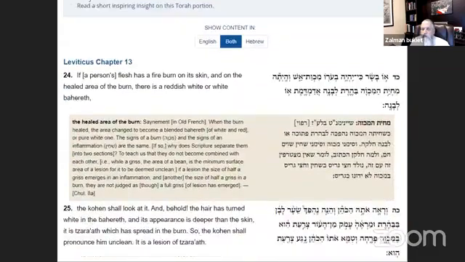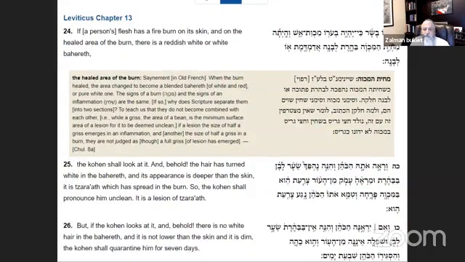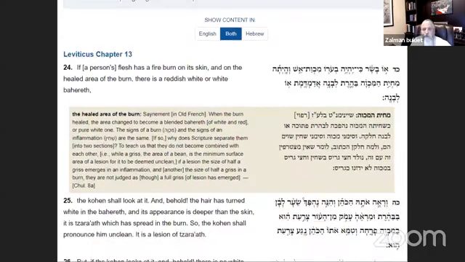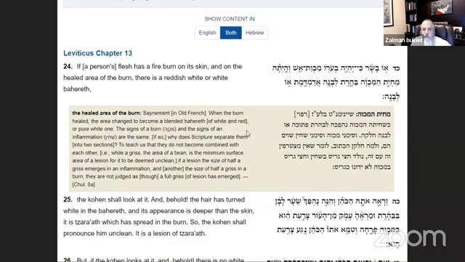Okay, good morning, everybody. As we go to the Chitas of today, we are holding on chapter 13, verse number 24. We're holding right now in the middle of the laws of tzaras. And the pasuk now gives us another kind of tzaras, different kinds of tzaras. Verse 24.